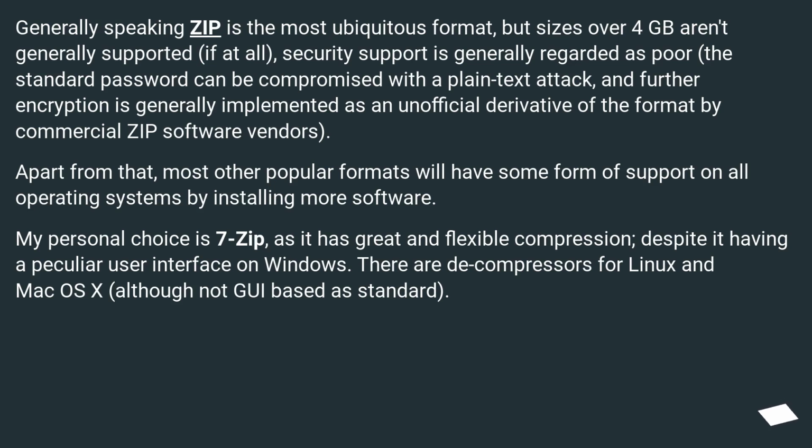Apart from that, most other popular formats will have some form of support on all operating systems by installing more software. My personal choice is 7-zip, as it has great and flexible compression, despite it having a peculiar user interface on Windows. There are decompressors for Linux and Mac OS X, although not GUI-based as standard.